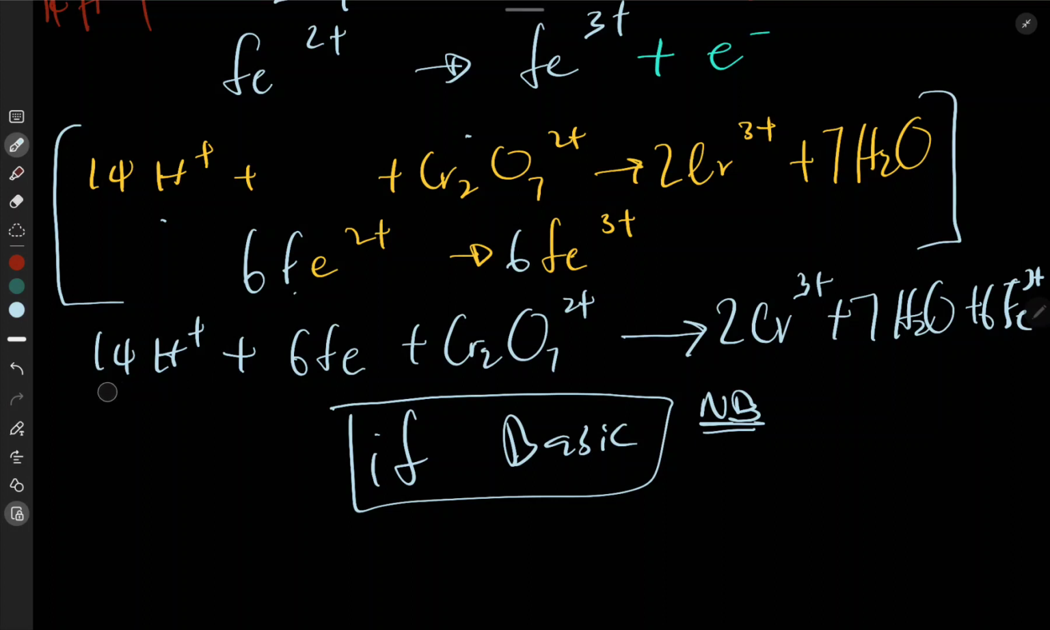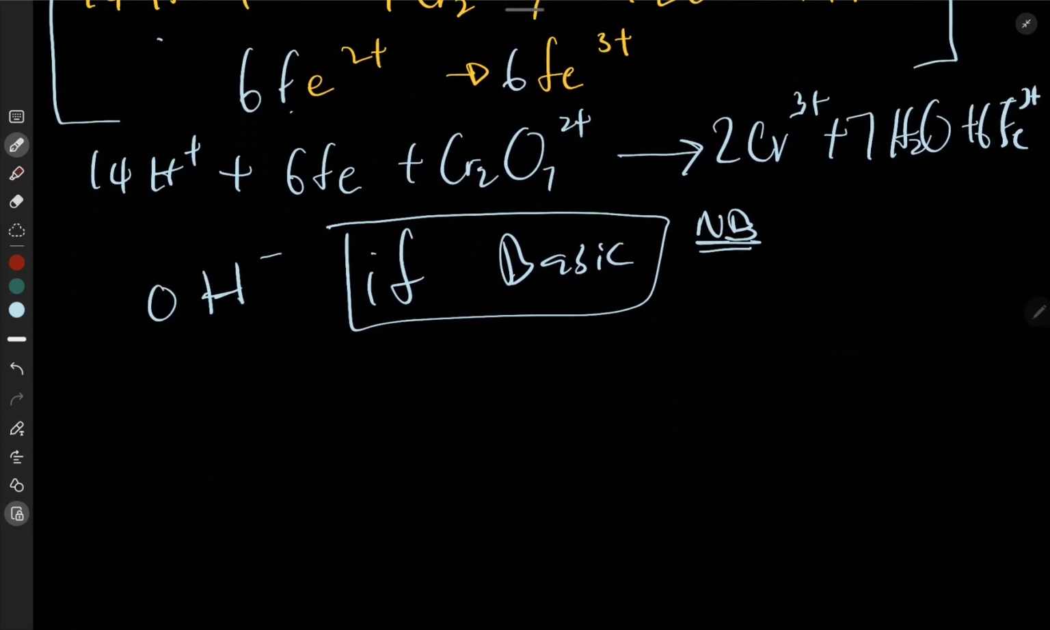Remember, we added this in some of the steps. Now we're taking them away. How do we take them away? We are going to add hydroxide, right? But remember, because we have our equation all balanced now, if we do this on this side to keep it balanced, we have to do it on the other side. So let me just do it.